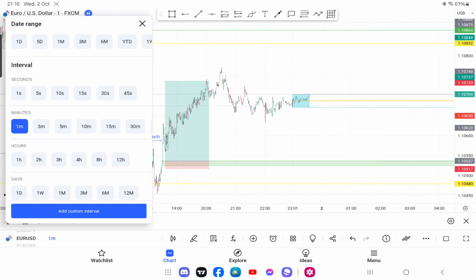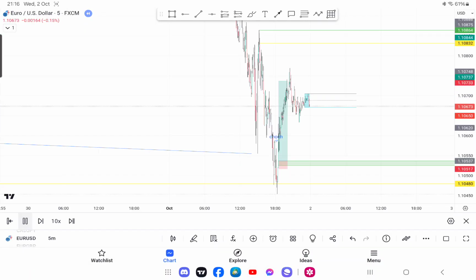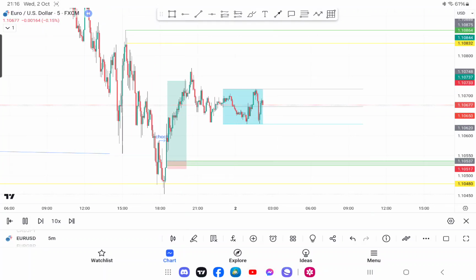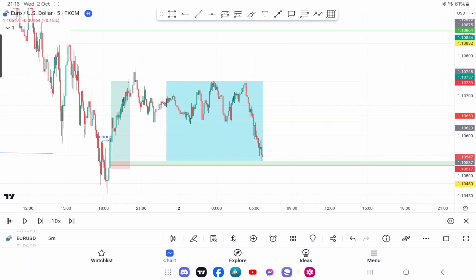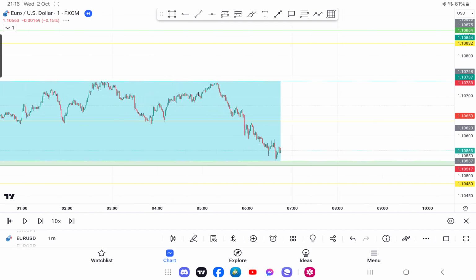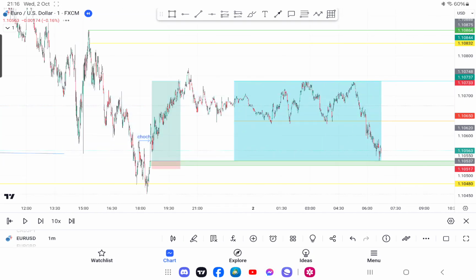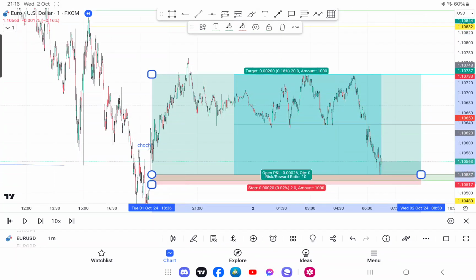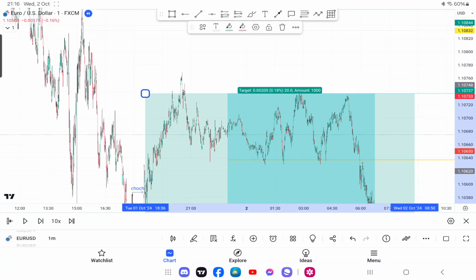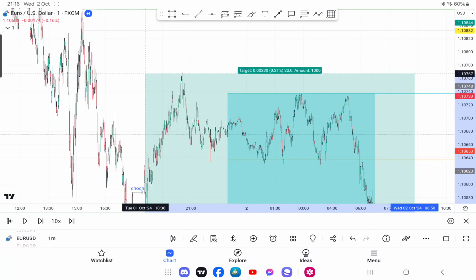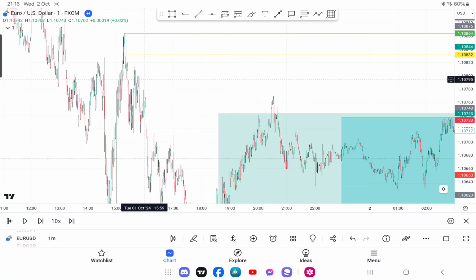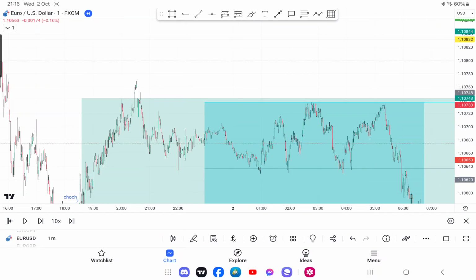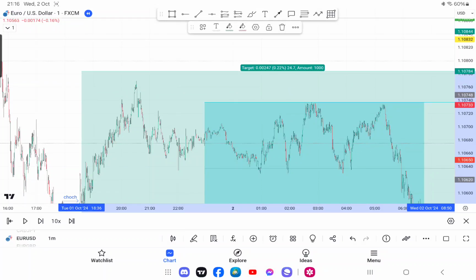Just going to speed that up because we've got the Asian session to create. Speed things along. And then we get the tag in, which was about 6:30 this morning. So for new targets would be obviously take the Asia high, maybe take this high here, take this high, and it might come for something in one of these. So something like that.